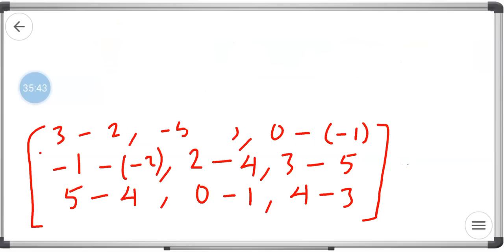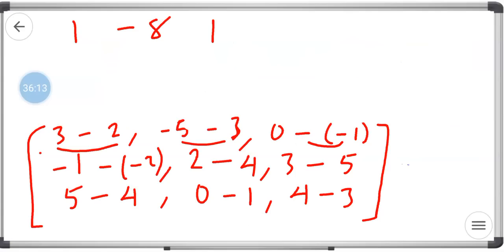So for that now, for the first one, we have 3 minus 2. That will give us 1. Here we are having minus 5, minus 3. That will give us minus 8. And here, minus times minus, that's plus. So that's 0 plus 1. That's 1. We are through with that row.